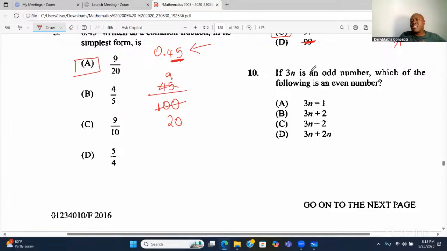Number 10, it says if 3n is an odd number, right? Which of the following is even? What's the context here? For every odd number, the next number that is consecutive is going to be an even, then odd, then even, then odd. And this pattern goes on forever. Why am I suggesting that? Because if 3n is odd, there are only two responses possible. It's either you're going to add 1 or you could take 1. These are the only answers that you could get right now based on the context.